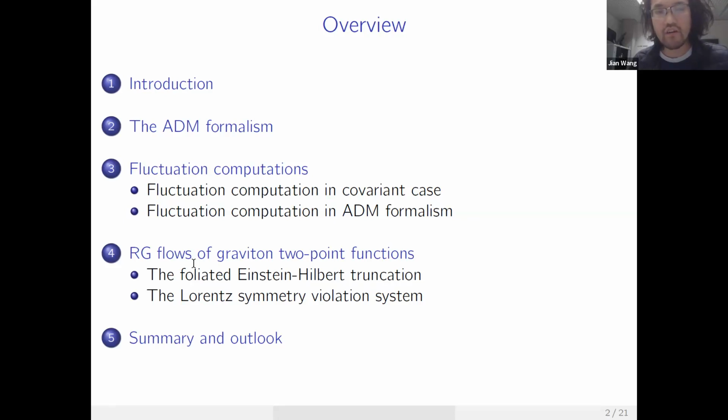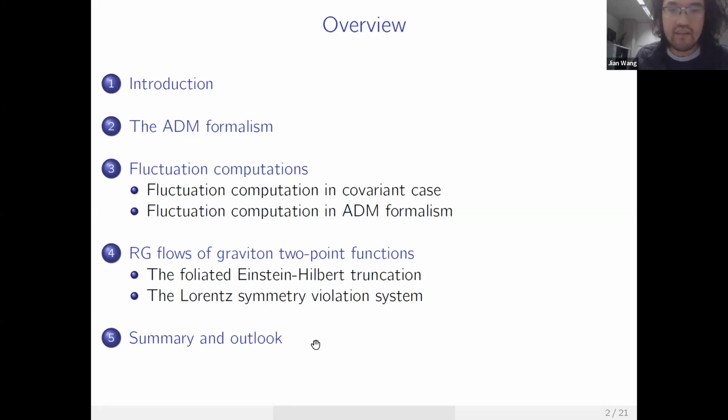The computation will be carried out for two systems. The first system is the foliated Einstein-Hilbert truncation, where we consider the Einstein-Hilbert action in the ADM form. The second system is the Lorentz symmetry violation system, where we will include the Lorentz symmetry breaking couplings. After this, finally, I will give a summary and outlook of our research.